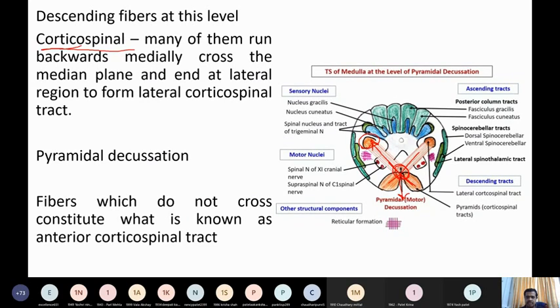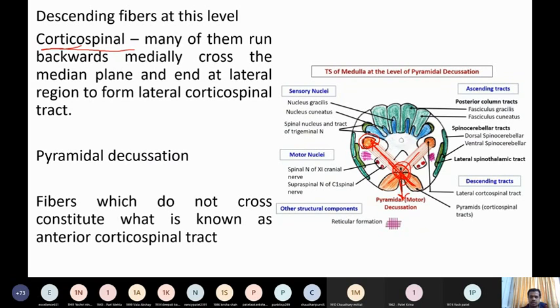Once again I'll repeat. The fibers from the pyramid. Anteriorly we saw, in the median plane there is a pyramid. Fibers from the pyramid, or fibers of the corticospinal tract, run backward and medially, cross the midline, and reach the lateral region, where they form the lateral corticospinal tract, which runs downward into the spinal cord. Clear? These fibers of the right and left sides cross each other, and this crossing over is known as pyramidal decussation.